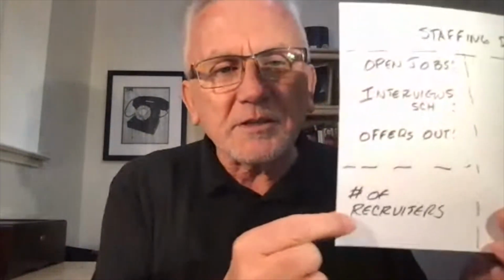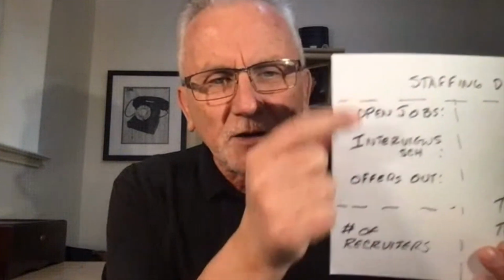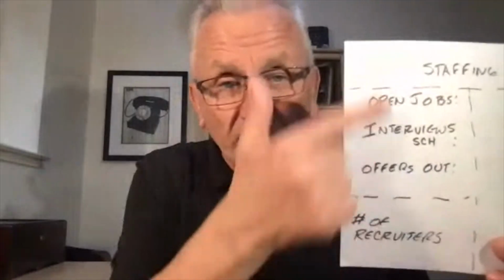So I'm always looking at this relationship between what are my open job orders and what are my number of recruiters, because I don't want to have too many recruiters laying around and not enough job orders. I'll either let go of the recruiters or get more job orders. So these two are very well correlated together. This is my production capacity.